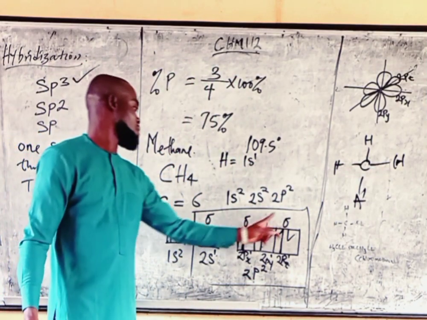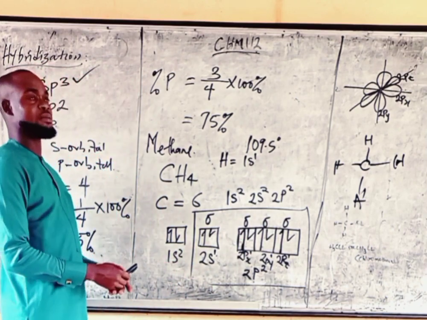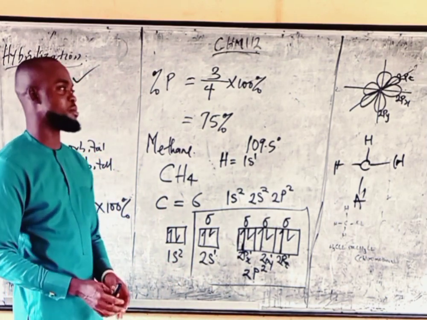Okay, we are seeing there. So s and p orbitals will give you a sigma bond, and s and s orbitals will give you a sigma bond.